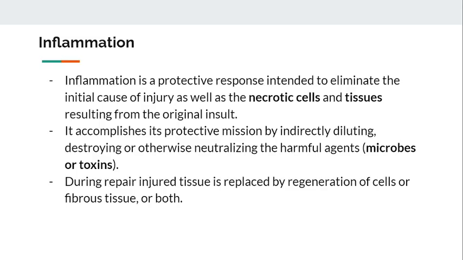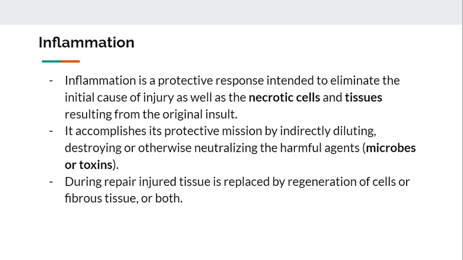So we're saying that it's a protective response intended to eliminate the initial cause of injury as well as the necrotic cells and tissues resulting from the original insult. Not insult for insulting people, no, but here we're talking about injury to the cell, any type of injury. It might be physical trauma, which might be burns, or it might be internal cell damage. So inflammation will be there to clear those necrotic cells as well as microbes.